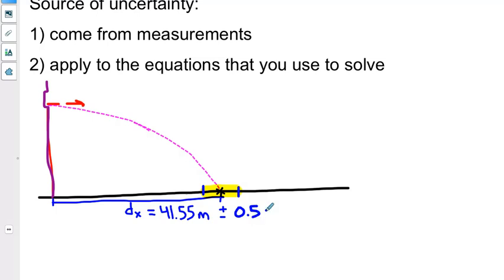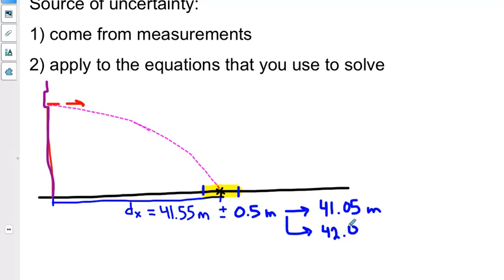So let's say it could have been anywhere from 41.55, half a meter below to half a meter above. And so what you should understand this to mean is, reasonably speaking, what's the smallest possible dx? 41.55 minus 0.5 is 41.05, going to the hundredth, which is probably silly in this situation, but we'll do it to keep the numbers. The smallest possible dx is 41.05 meters. And the biggest possible dx, of course, is the plus 0.5.